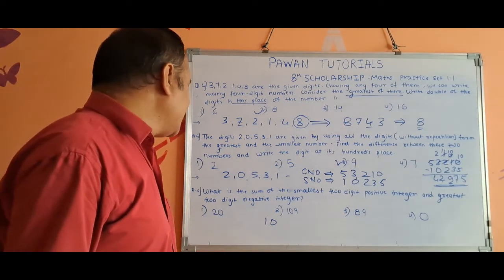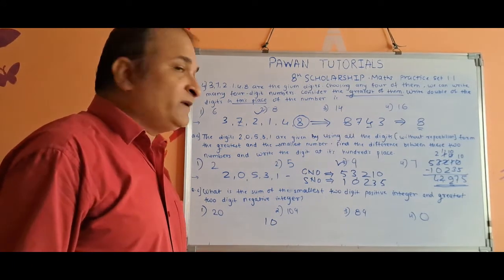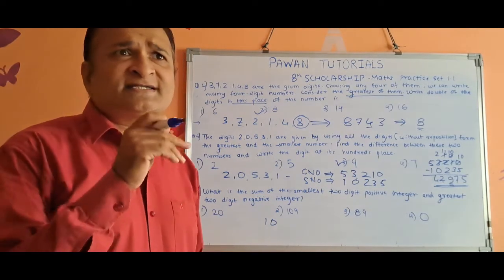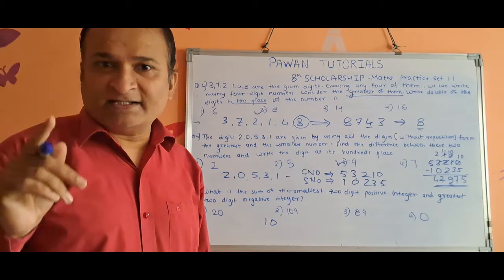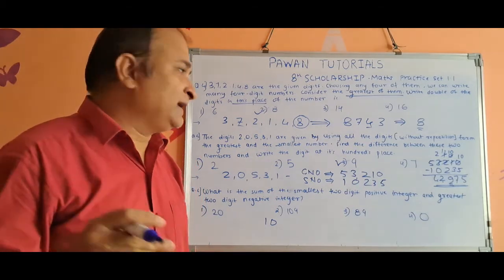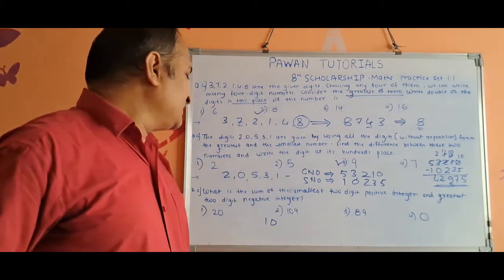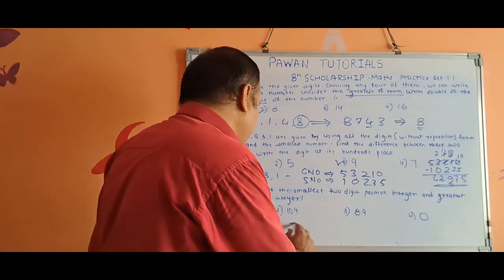So they have asked us the greatest 2-digit negative integer. So 2 digit starts from where? 10. So minus 10, minus 11, minus 12, minus 13. So in that case, the greatest 2-digit negative integer is minus 10.